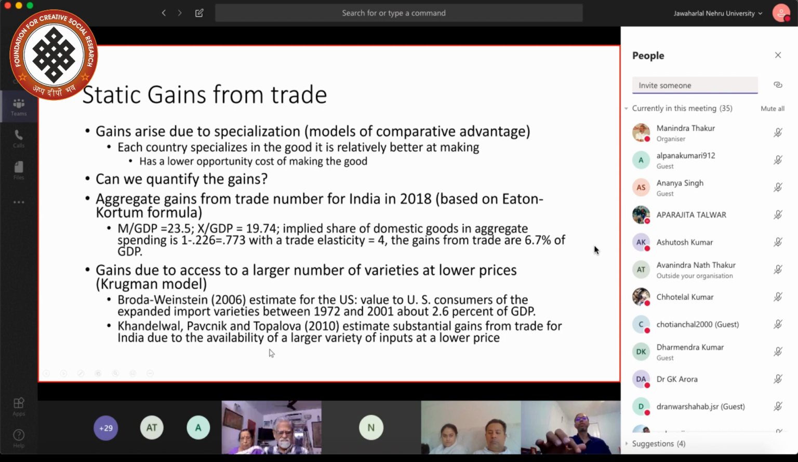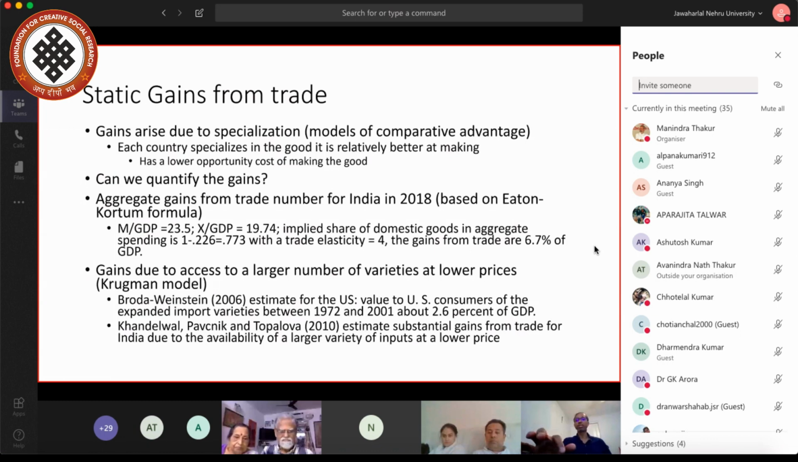And there's also a paper trying to estimate how India can gain from trade due to the availability of a larger variety of inputs. So this is for firms. Firms also have access to a large number of inputs when a country opens up to trade, and that improves the productivity of firms.